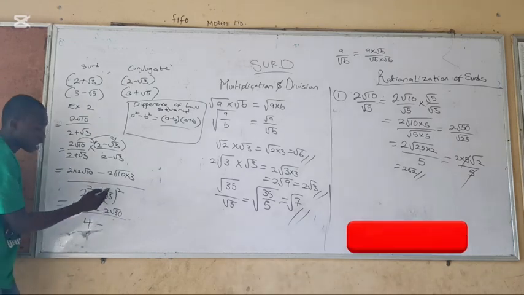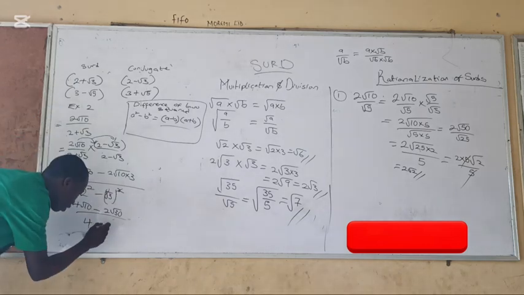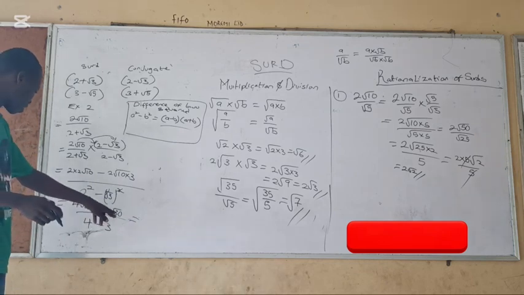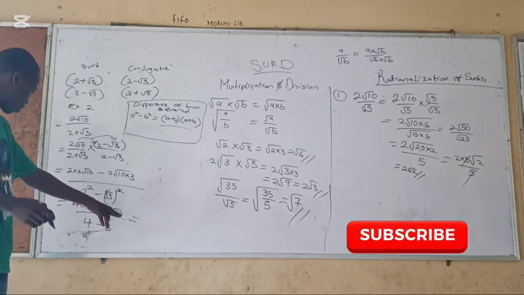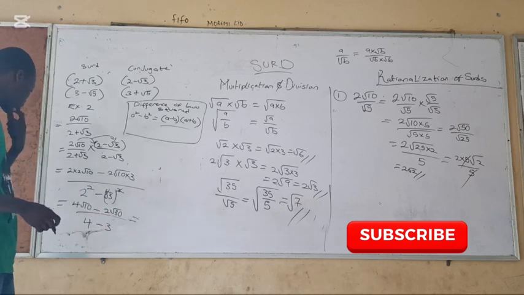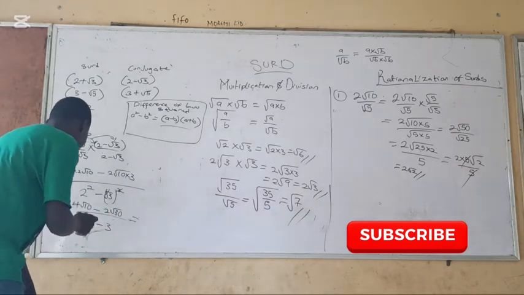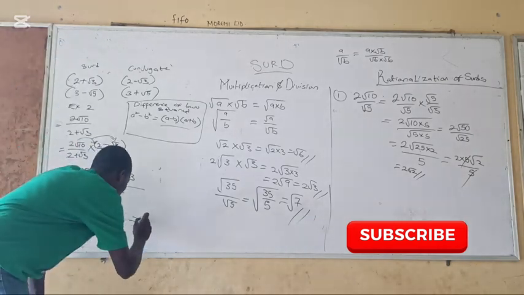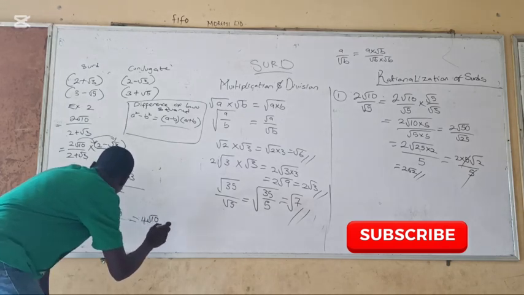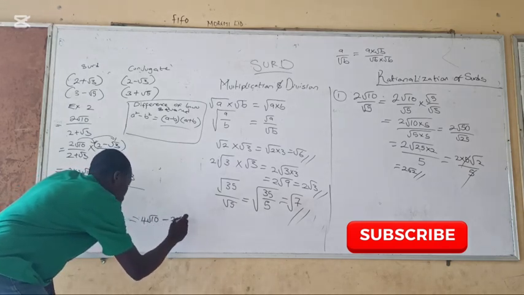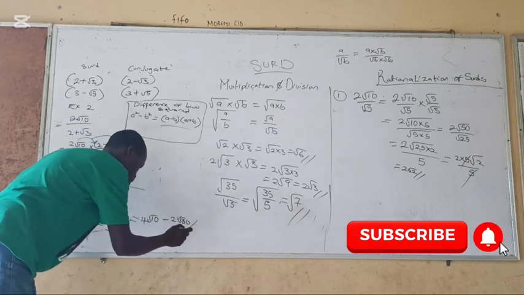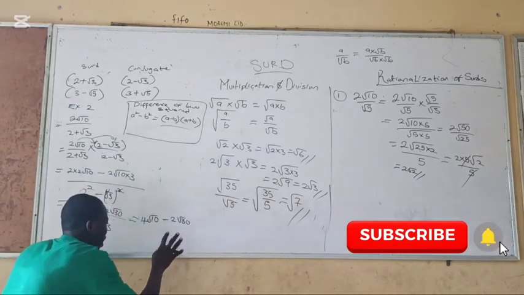Minus, roots can cancel as a power, so we have minus 3 is equal to. Can we simplify this further? No, we can't simplify this further. So we just leave it like that by saying 4 minus 3 is 1, right? So we are going to have 4 root 10 minus 2 root 30 divided by 1. It's still going to give you this. Or you can leave your answer in the form.